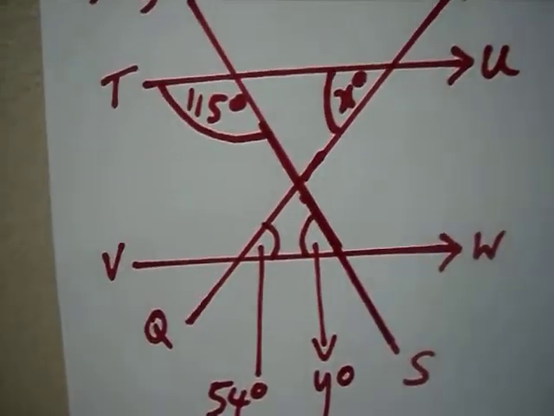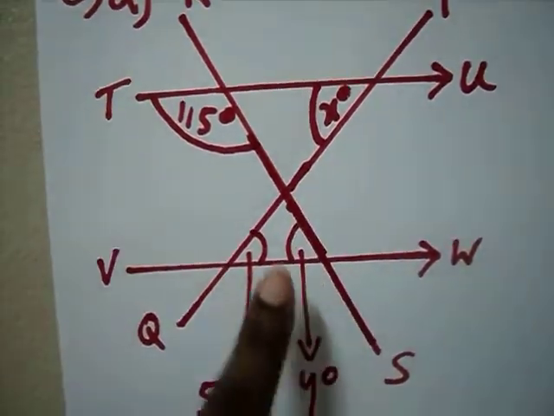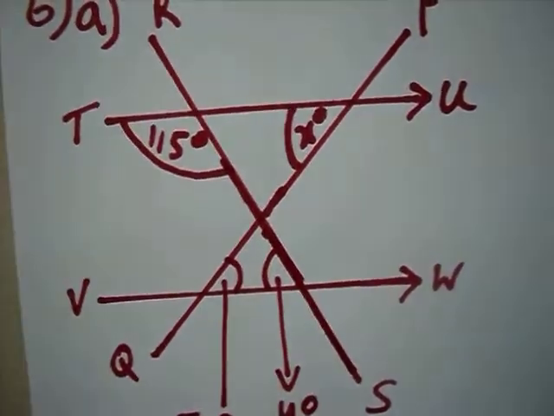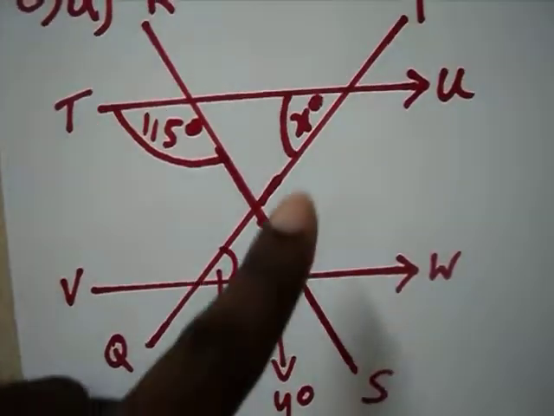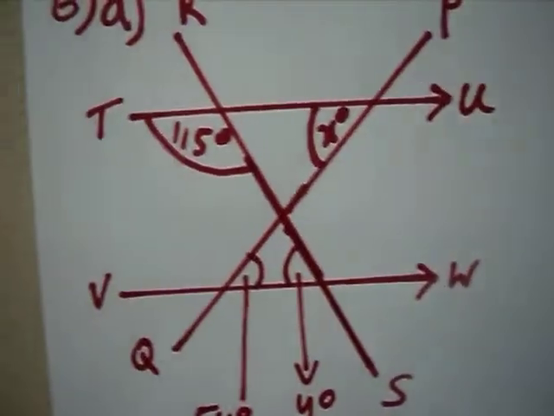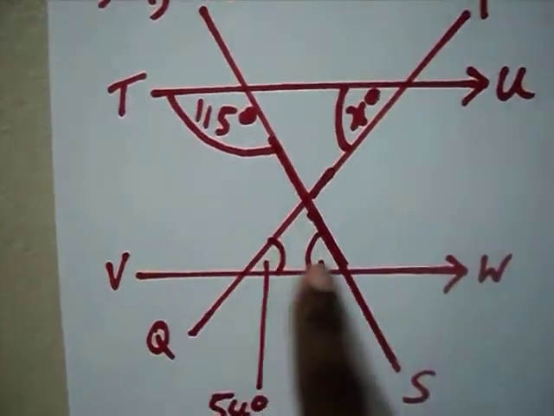So I want what is X and what is Y. Now let's look for X first. In looking for X, if you have a Z kind of shape, let's look at Z. This is a Z shape.